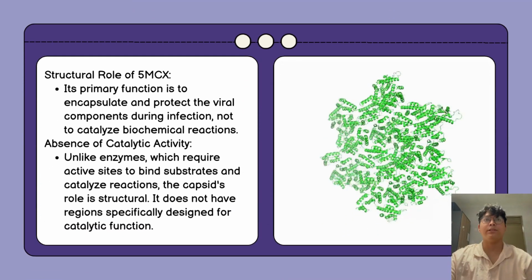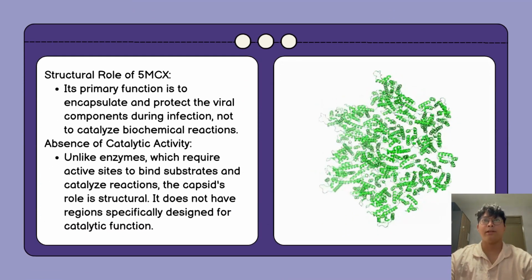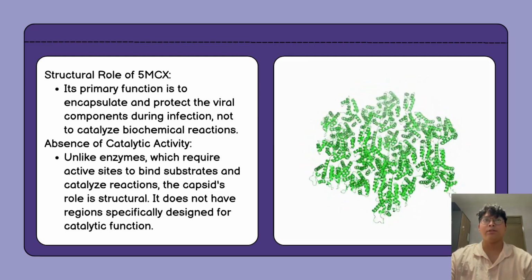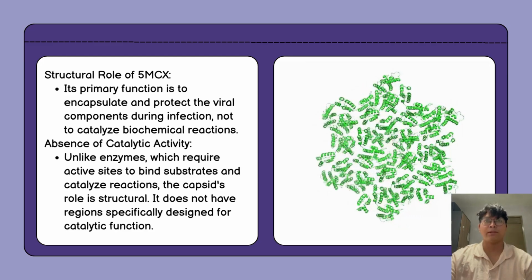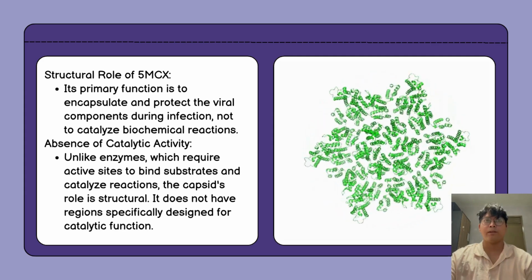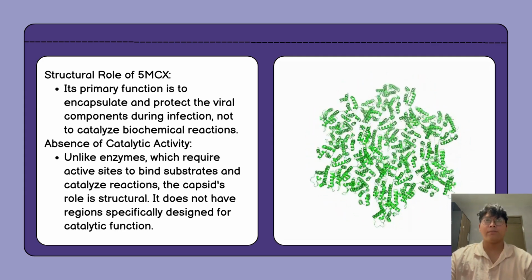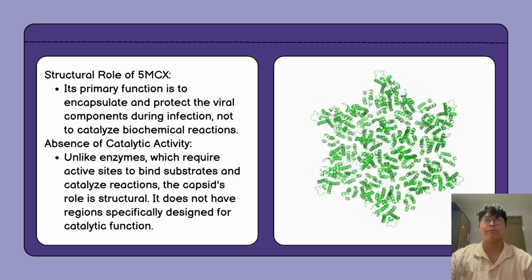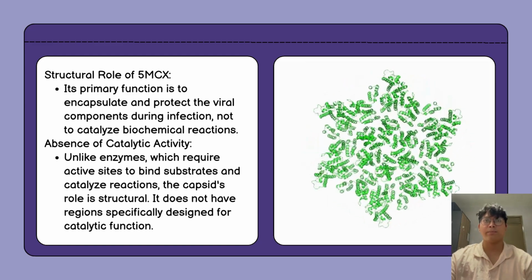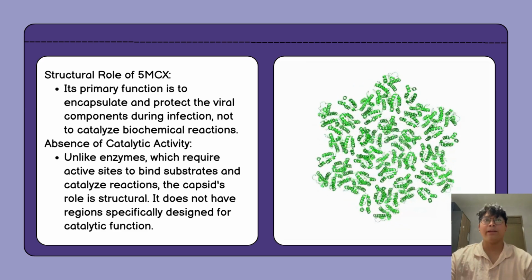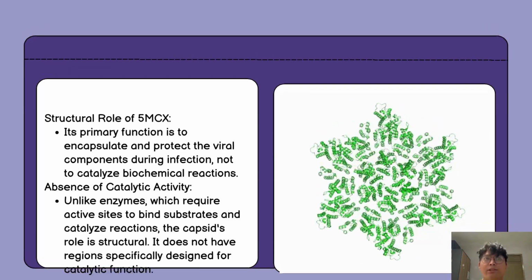5MCH's main function is structural, encapsulating and protecting the viral RNA and enzymes during infection. It is not catalytic and does not have active sites, as its role is to form a stable and adaptable lattice. Unlike enzymes, the capsid lacks regions designed for catalytic reactions. Its role is purely structural, supporting the virus life cycle by maintaining genome integrity and aiding in host cell interactions.